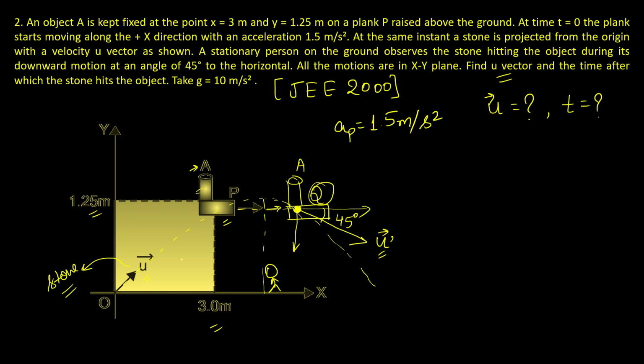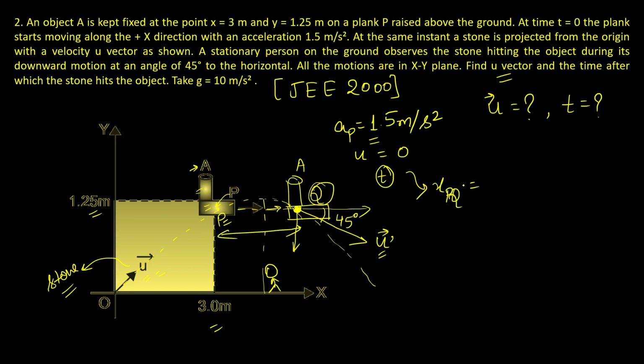Two things. One, the motion of this stone, and the other thing, the motion of this plank P in which the object A is kept. Now the acceleration of this plank P is given, and the initial velocity of this plank is basically 0. Let us suppose that at time t it reaches point Q. From this point P, as it is written over here, this plank P at point P, just suppose. So from P to Q, it takes T time for this plank or this object A to reach from point P to Q.